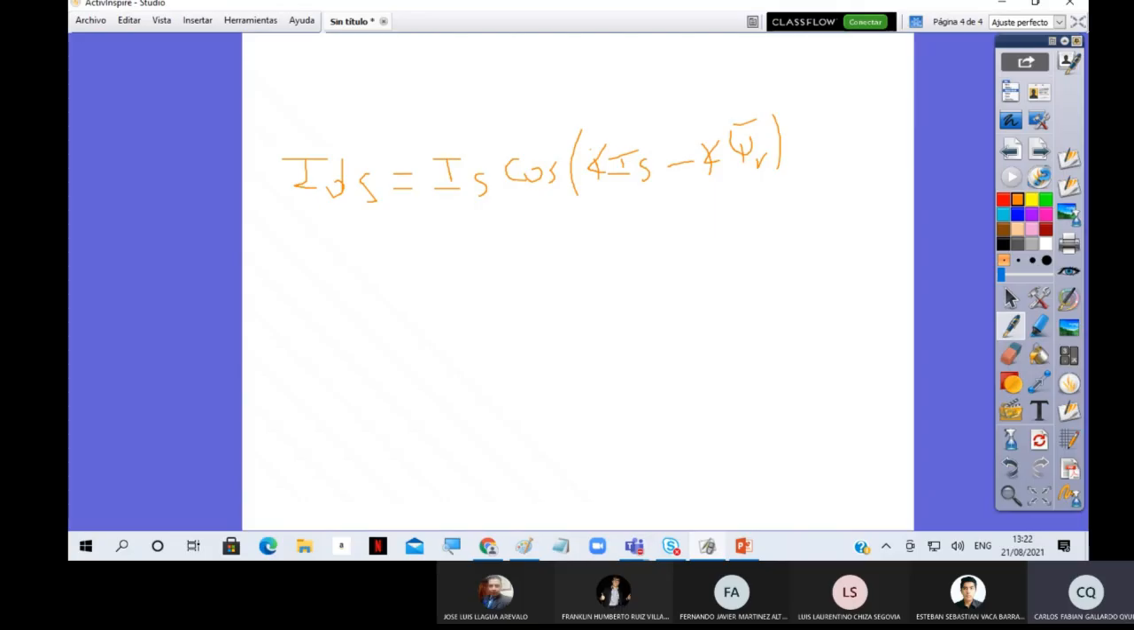What about the quadrature axis component? Instead of cosine, I take the sine, right? So the stator current on the quadrature axis, on the Q axis, is equal to the stator current times the sine of the angle of the stator current minus the angle of the rotor flux. This is phase.